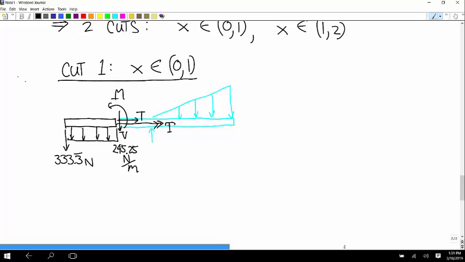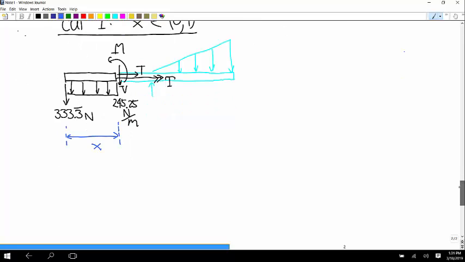And now that we've chosen the body to isolate, we've committed to, let me draw this. Okay, so this distance is x. And now that we've chosen that we're going to isolate this piece that has a length of x, where x is between 0 and 1, okay, now we can represent this distributed load as a point force. So I'll redo the free body diagram.